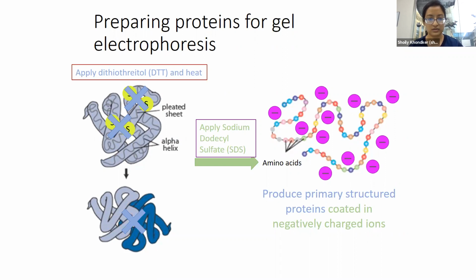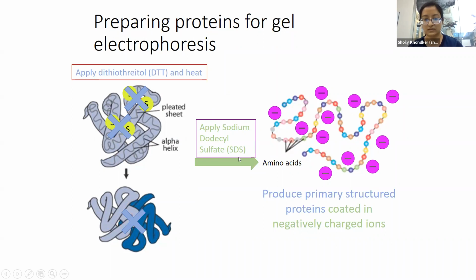In order to prepare the proteins for gel electrophoresis, they first have to be broken down to their primary structure. This is done by addition of a reducing agent called DTT and heat, and this breaks apart the disulfide bonds that are formed by those cysteine residues. And then the heat also breaks down the hydrogen bonds. So you're left with this primary structure, which is just the chain of amino acids.